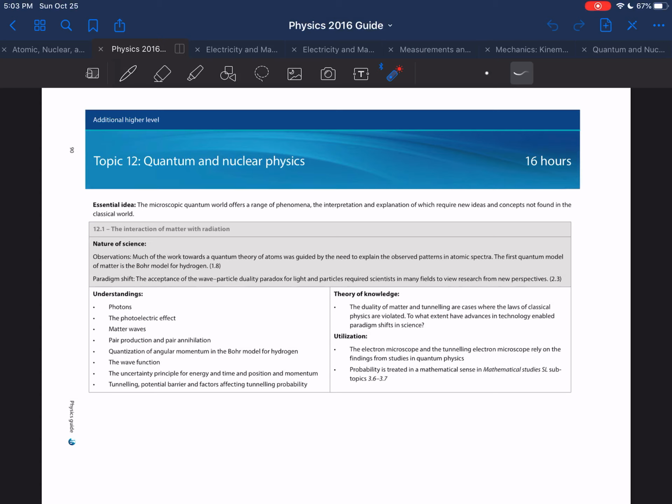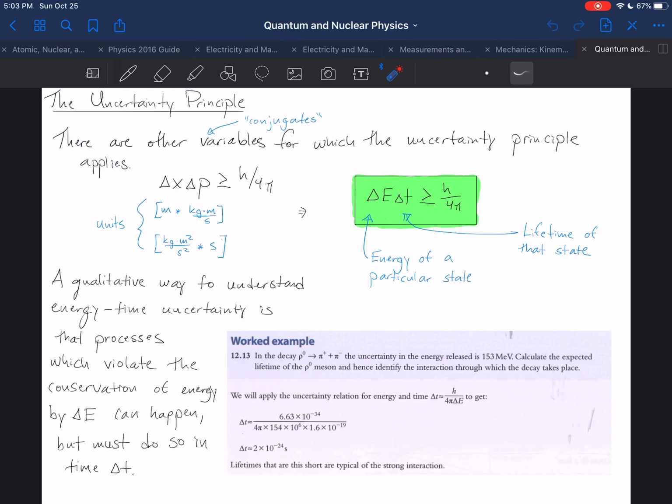Hello everyone. In this video we will continue to examine topic 12.1, the interaction of matter with radiation, and in particular we will follow up with the energy and time uncertainty principle. Alright, so the uncertainty principle was introduced as sort of a consequence of the nature of the wave function itself and wave function collapse. But as we've hinted at all along the way, there are other variables which can be acquired using the wave function.